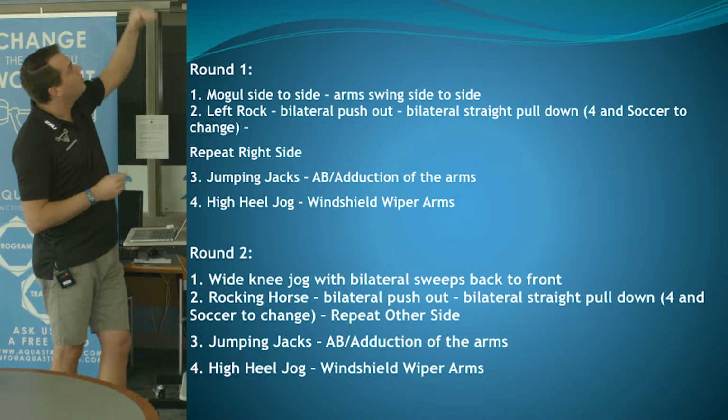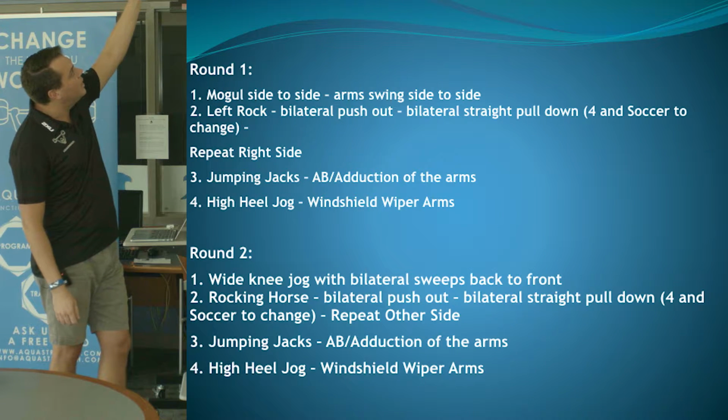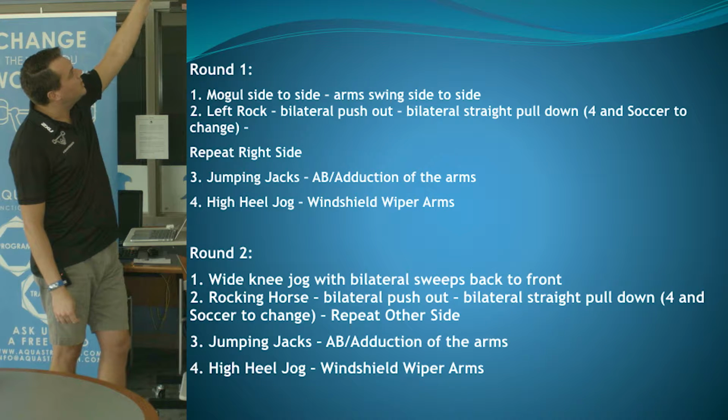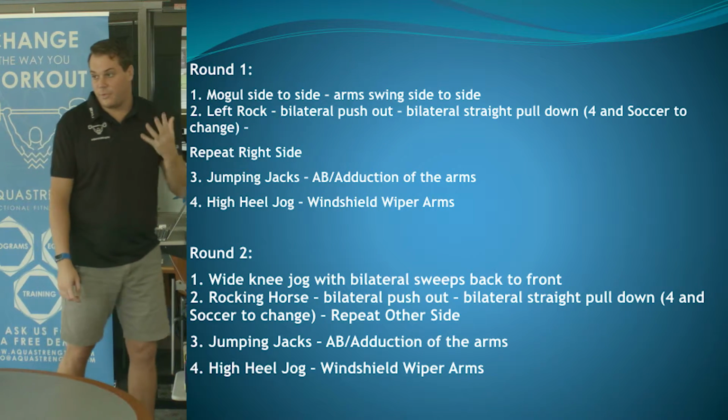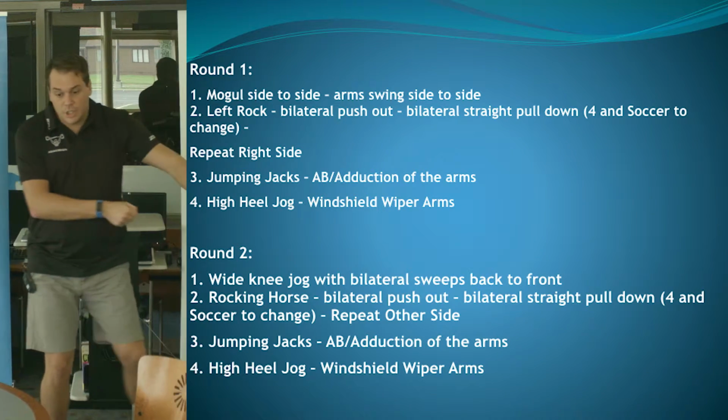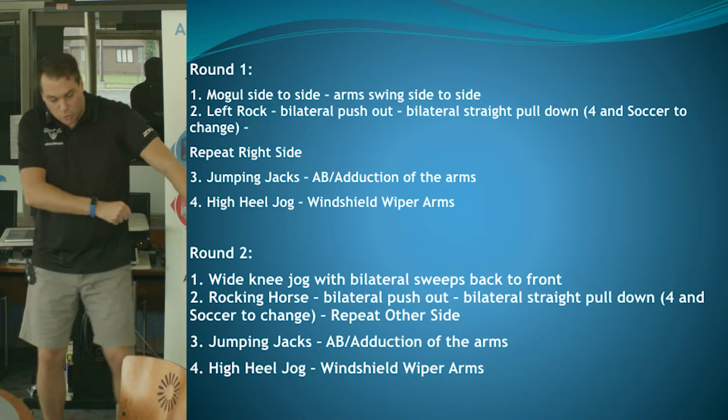So here's your example that is in your notes. We start our first 4 moves as a mogul side to side. We have a left rocking horse. We switch to a right rocking horse, jumping jacks, and a high heel jog. Those are our first 4 base moves. It's really kind of 5 because you're switching, okay? So your mogul is just mogul side to side.